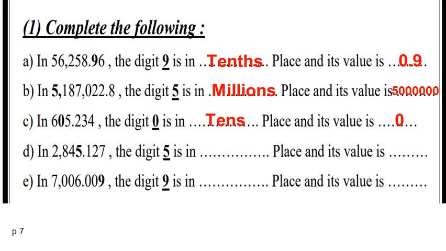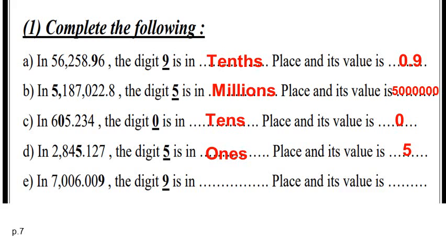In letter D, in 2,845 and 127 thousandths, the digit 5 is in dots place. The 5 here in which place? We have to start from the decimal point. Before the decimal point is the whole part. The first house in the whole part is ones, so here the 5 under the ones, so its place value is ones. So our answer here is ones, and its value is 5 ones, which equals 5. So here its value is 5.